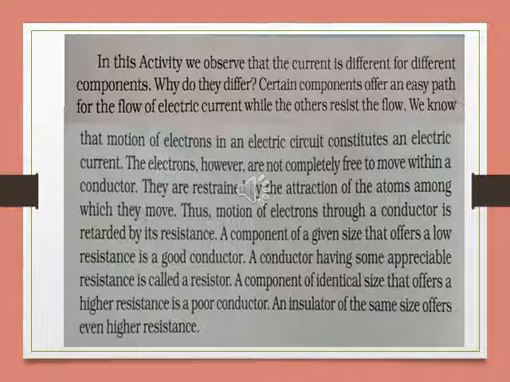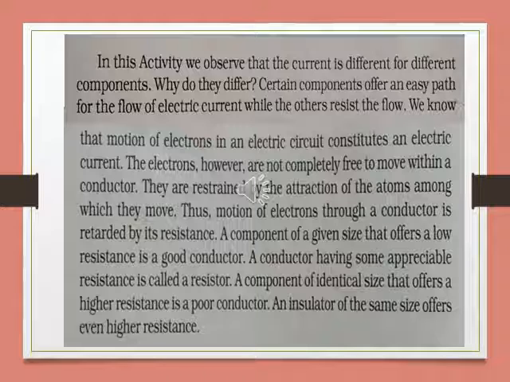A component of a given size that offers a low resistance is a good conductor. Why a good conductor? Low resistance means the current is high, so it carries the current in a good amount. High resistance means the current is low, that means it is a poor conductor. Therefore a component which offers low resistance is a good conductor, and a component which offers high resistance is a poor conductor of electricity. A conductor having some appreciable resistance is called a resistor.